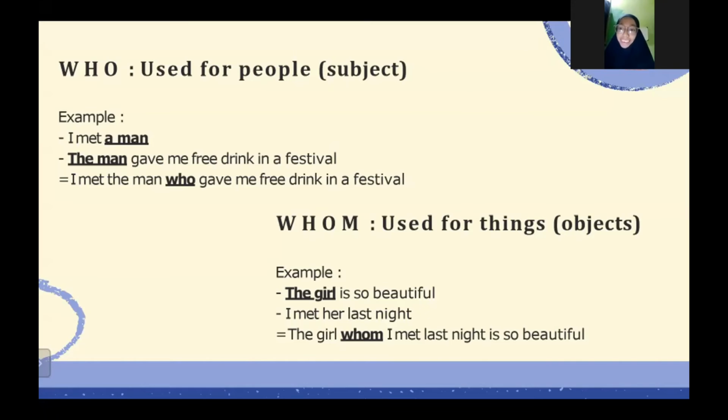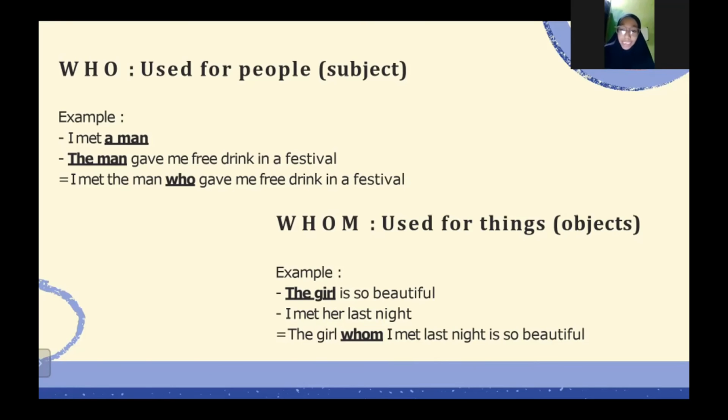Well, yeah, that's right. There is also an example. There are two sentences: I meet a man, the man gave me a free drink in a festival. So it became: I meet the man who gave me a free drink in a festival. And next, the girl is so beautiful, and I meet her last night. So it became: the girl whom I meet last night is so beautiful. So who explains the position as subject, and then whom also like that, explaining the subject or object like that.